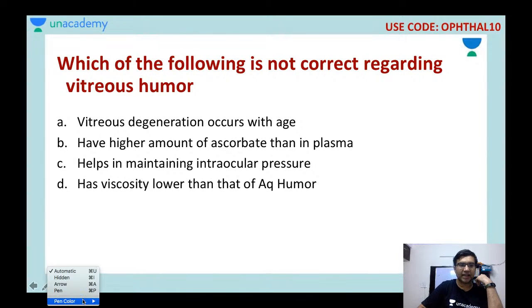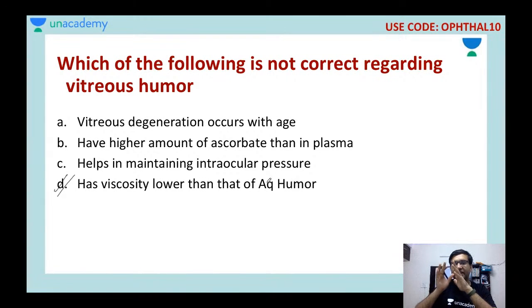So very good. The answer here is D. So remember, the viscosity of the vitreous humor is more than that of aqueous humor. It is more jelly-like liquid as compared to the aqueous humor. Okay, so option D, this is wrong.